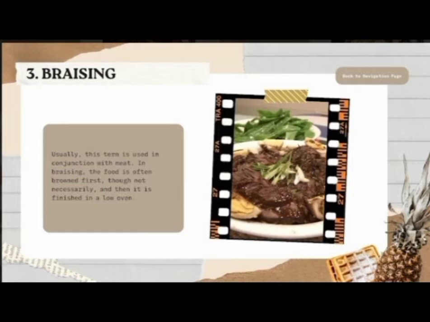The next is braising. Usually this term is used in conjunction with meat. In braising, the food is often browned first, though not necessarily, and then it is finished in a low oven. Braising is a combination cooking method that uses both wet and dry heat. Typically, the food is first browned at a high temperature, then simmered in a covered pot in cooking liquid. One example of this is braised pork belly.